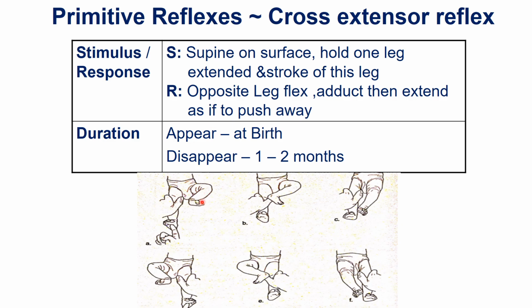When you do this, the response will be that the opposite leg will flex first, then there is adduction and then extension of the leg as if to push away something. Here this is done on the right side and this is cross extension on the left side. Appearance is at birth and disappearance is by 1 to 2 months of age.